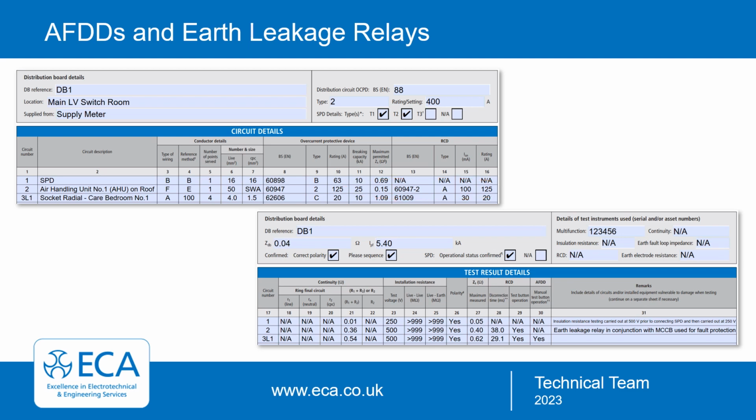Another example is an AFDD. That's been fitted because we've got a circuit in a care home, and that's been documented in the circuit details with the AFDD being recorded. And this AFDD is twinned with an RCBO with 30 mA protection, and that's been recorded too. So these forms give you a lot more scope and a lot more options when it comes to documenting new equipment.